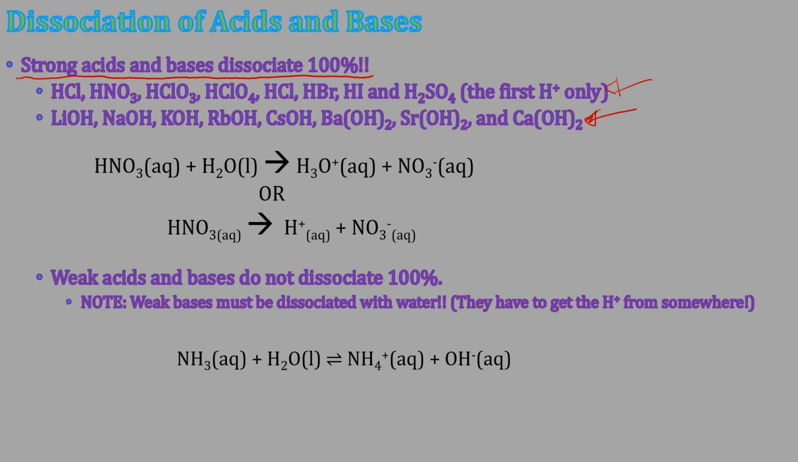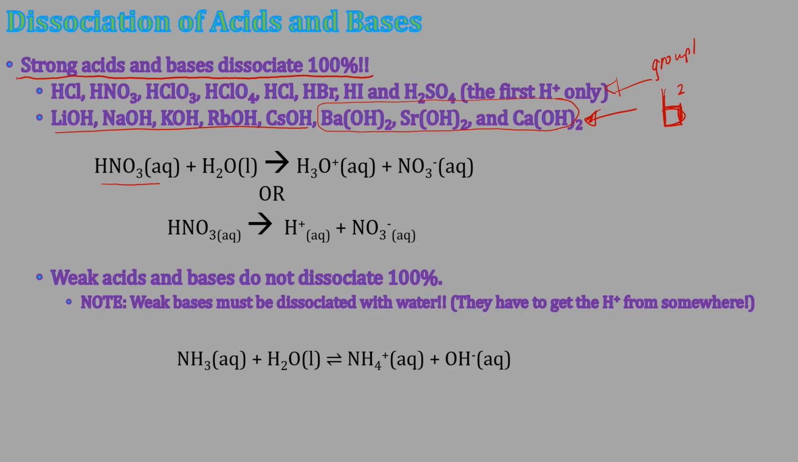Here are the strong bases. Remember, it makes the B on the periodic table, so it's group 1 plus hydroxide, all of these. And then group 2: barium, strontium, and calcium are here on the periodic table. So this is group 2, the three at the bottom. And they dissociate 100%.